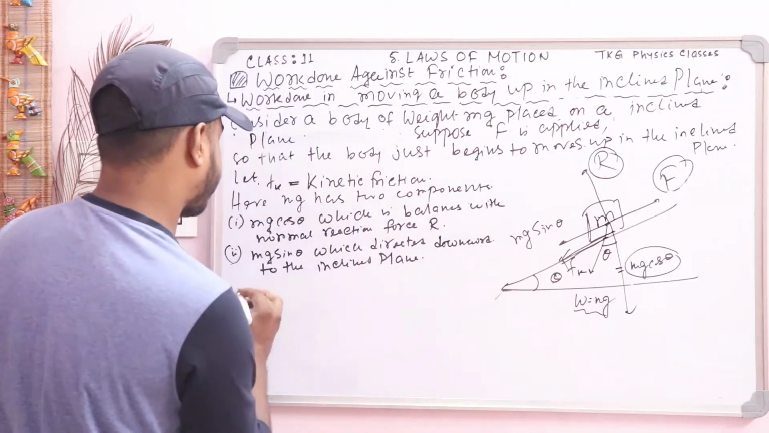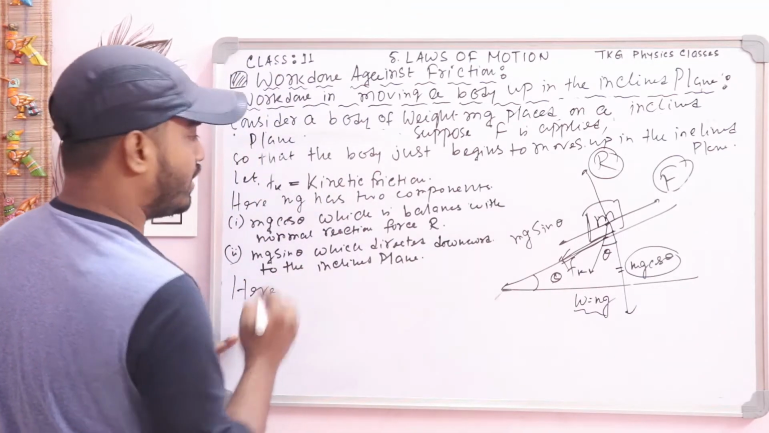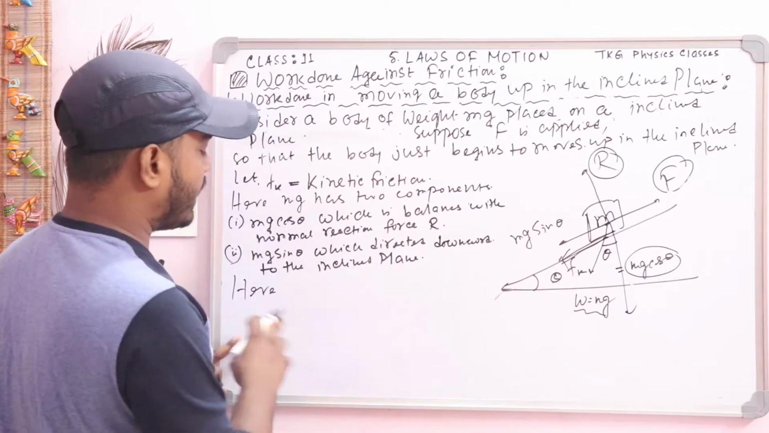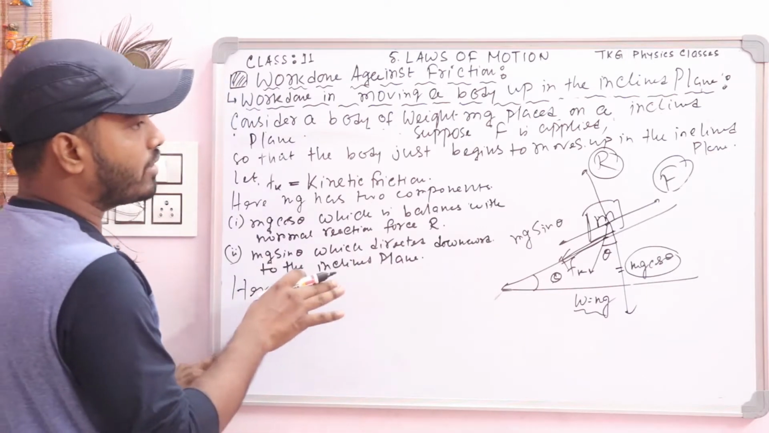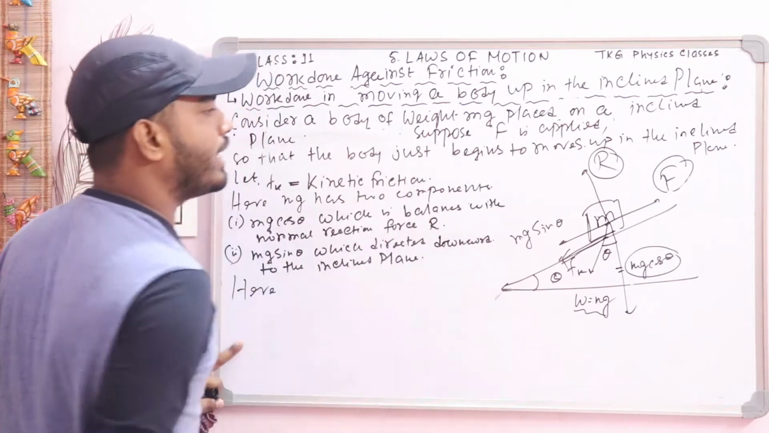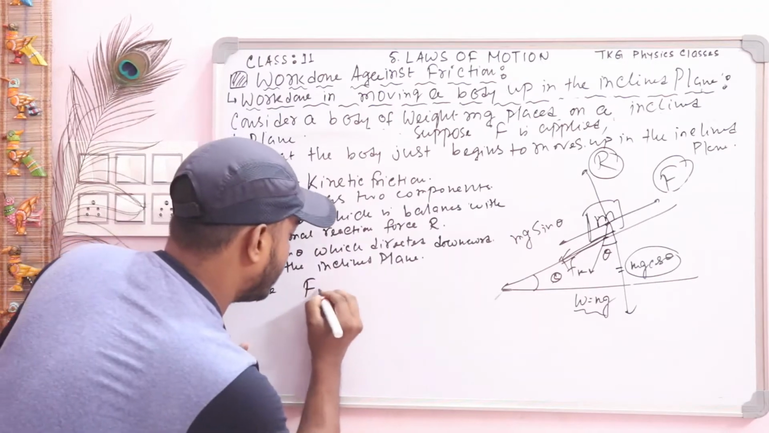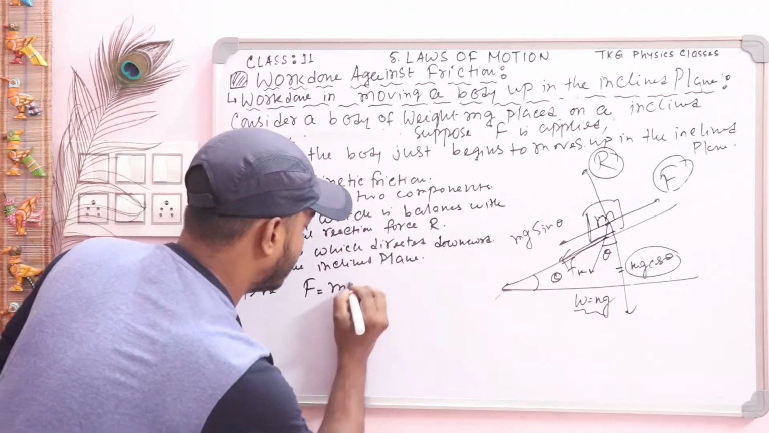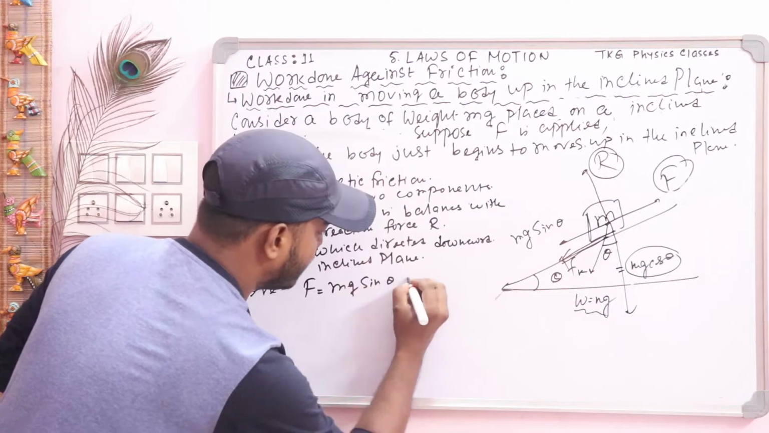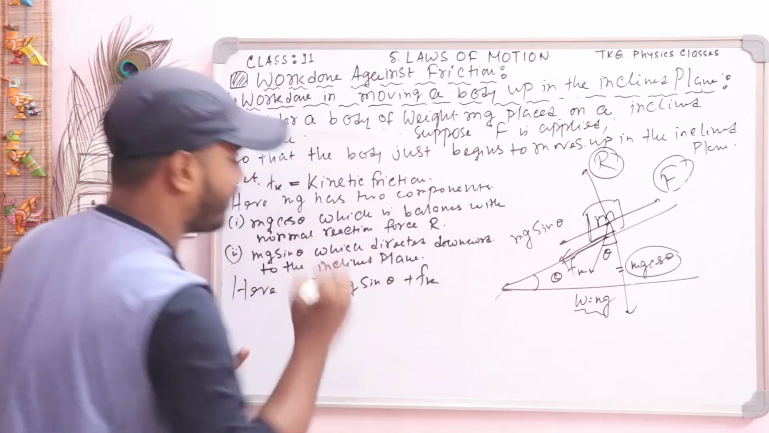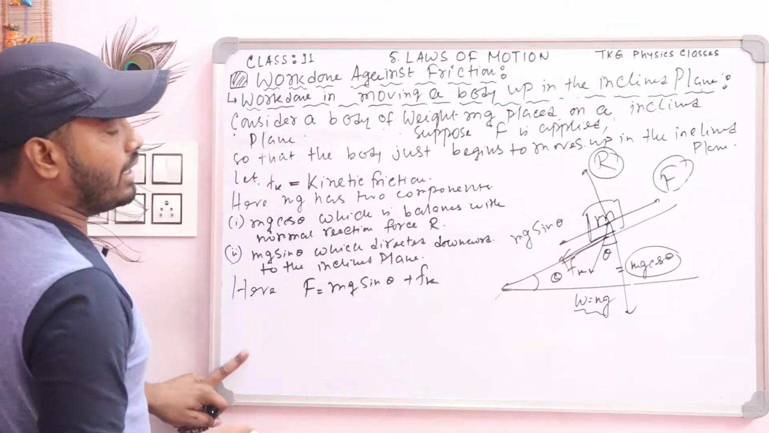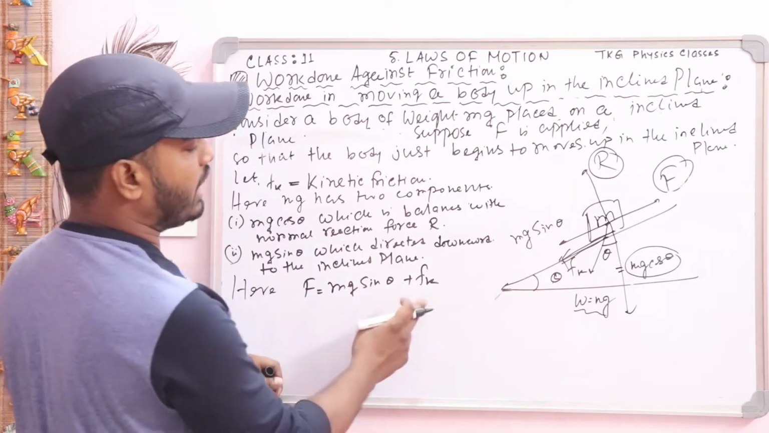So here, the minimum force which is required for the body to move up the inclined plane, that is capital F, is equal to mg sin theta plus Fk. Now you can easily find out the value of Fk.